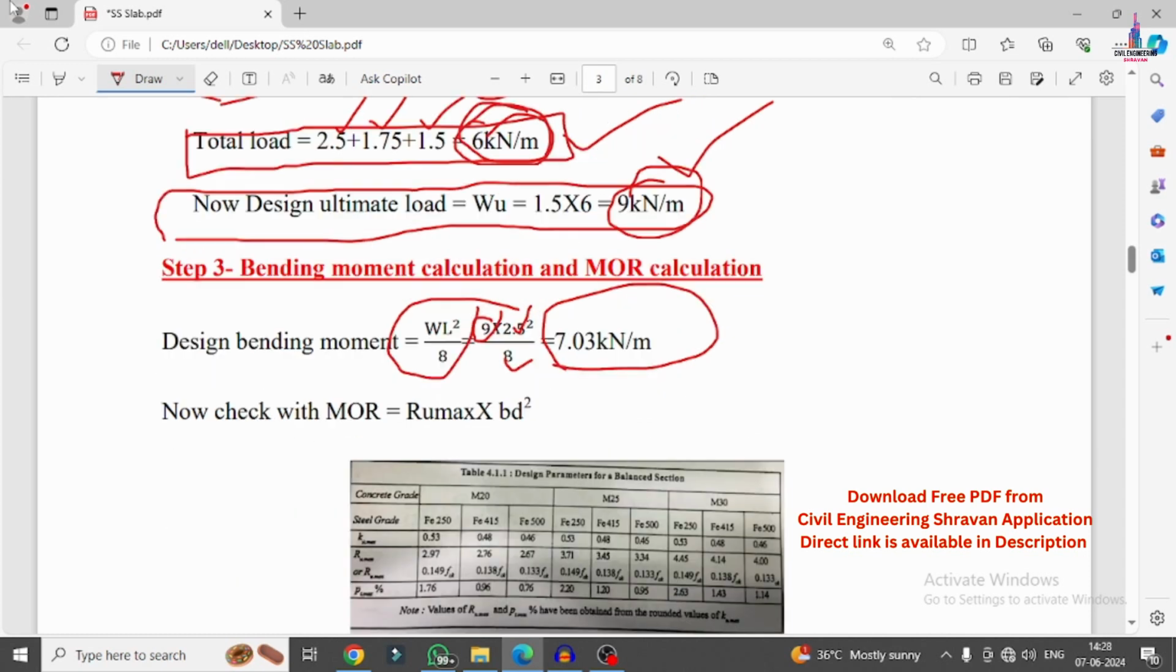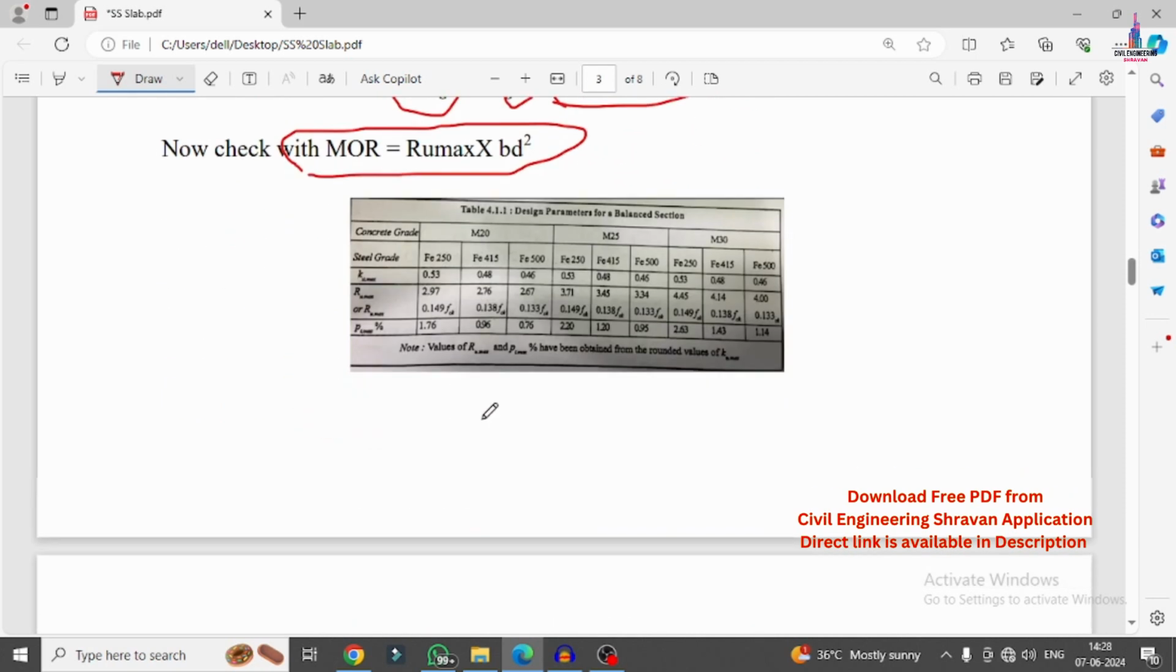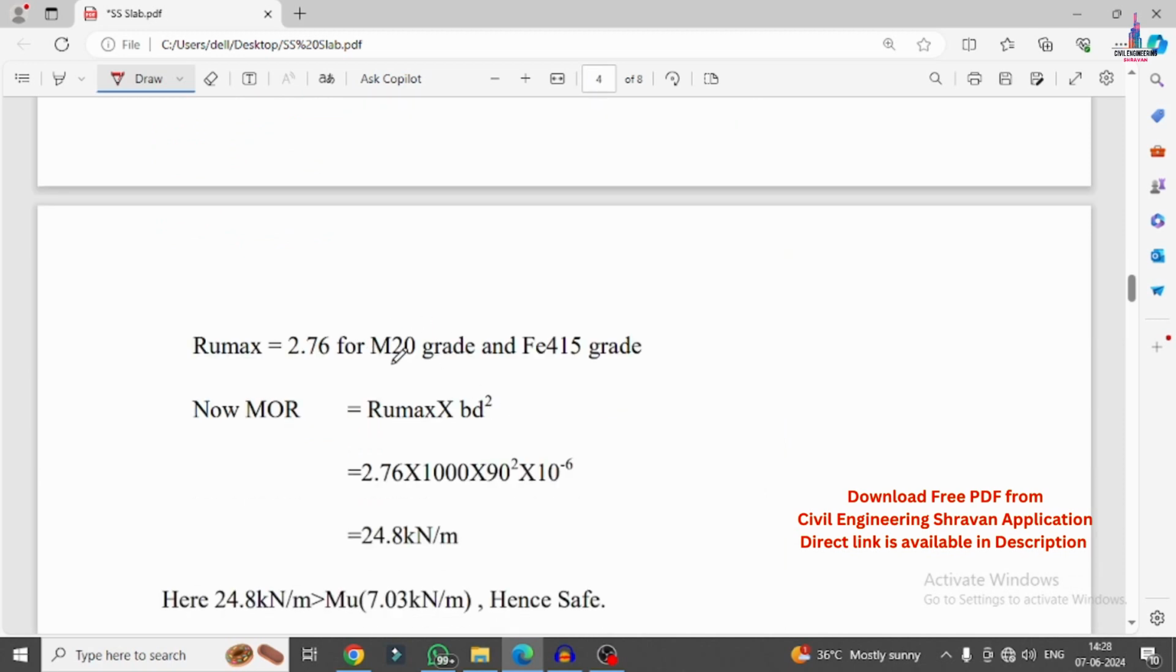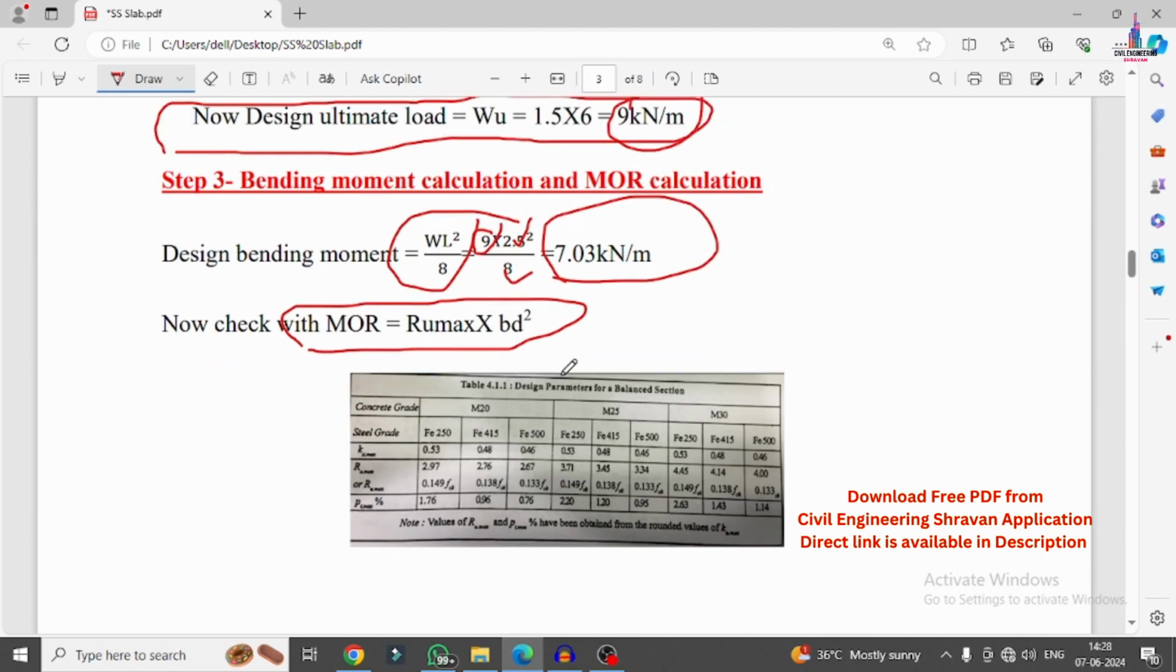Now we have to check the moment of resistance value. We have the formula for calculating the moment of resistance, which equals RU max into BD square. Basically for M20 grade concrete with 415 grade steel, the value is given in the provision standard, table 4.4.1.